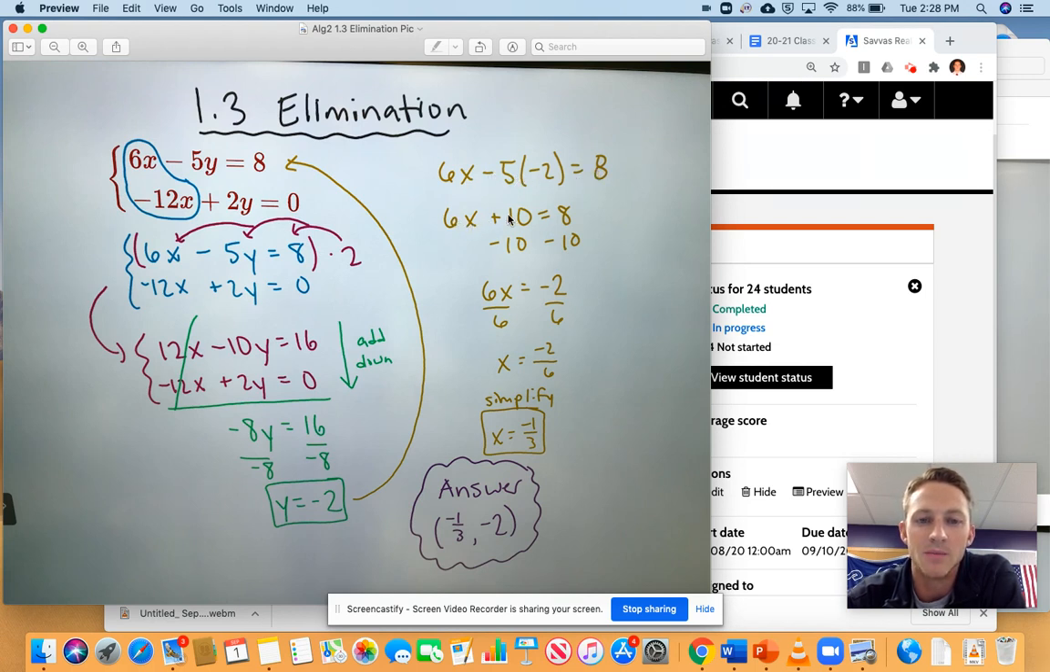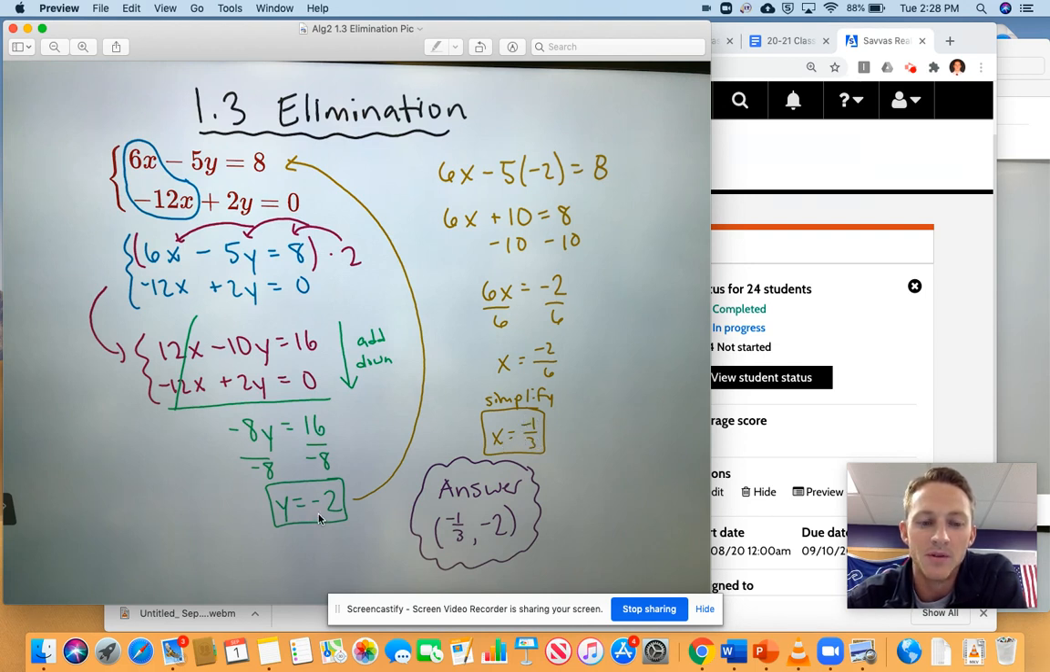So 6x plus 10, because a negative times a negative is a positive, 5 times 2 is 10, equals 8. I'm solving for x, so I'm subtracting the 10 over. I'm going to divide by 6, and now we have negative 2 over 6. X equals negative 2 over 6, because this cancels. That can simplify. 2 goes into the top, 2 goes into the bottom. Now we have x equals negative 1/3.